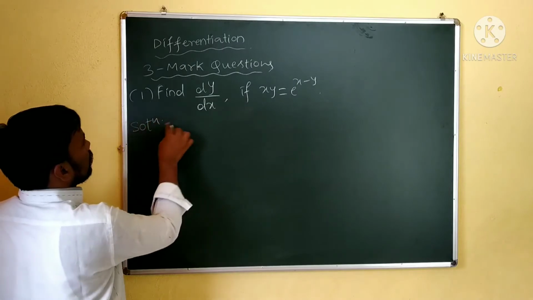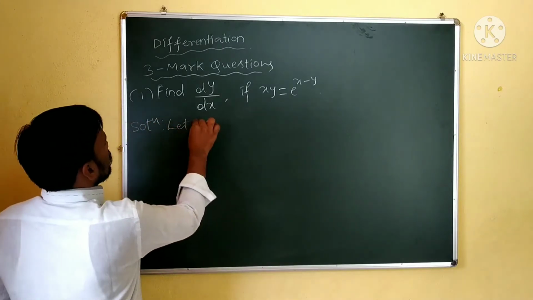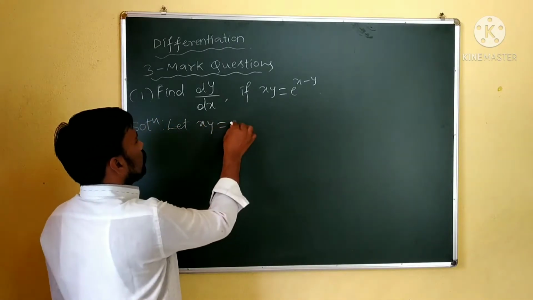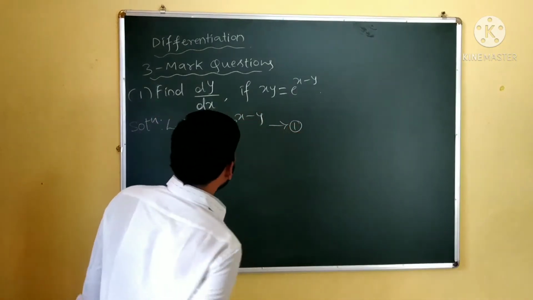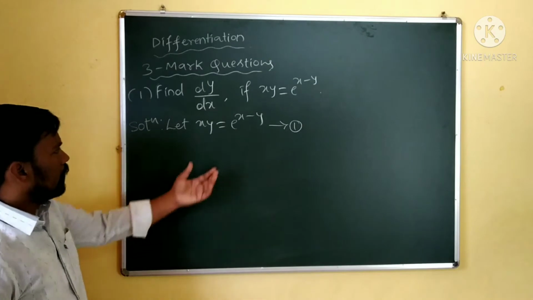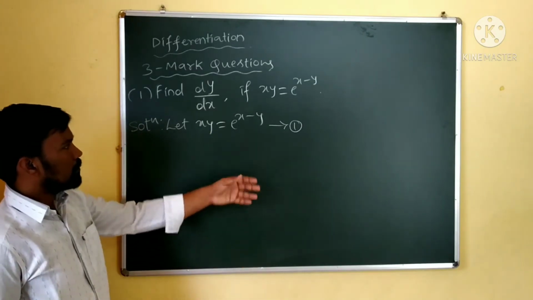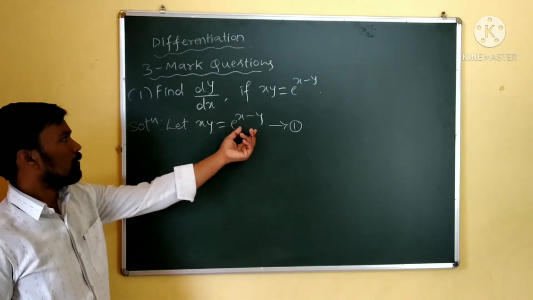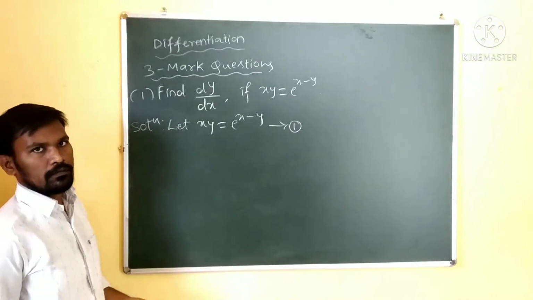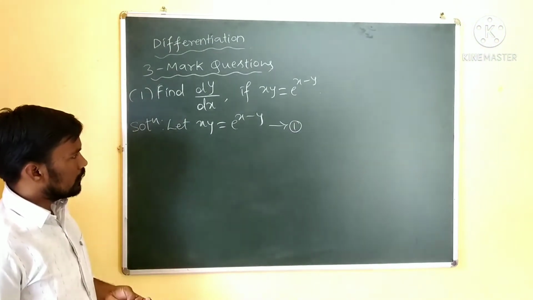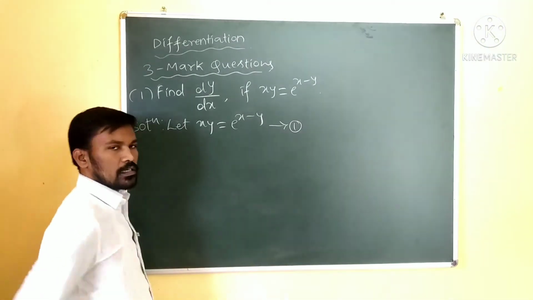Let us take that given function. Let xy is equal to e to the power of x minus y. Say this as equation number 1. Why? Because in the next steps we may use this e to the power of x minus y value as xy. We can replace e to the power of x minus y by x into y. So that is why I say this as equation number 1.